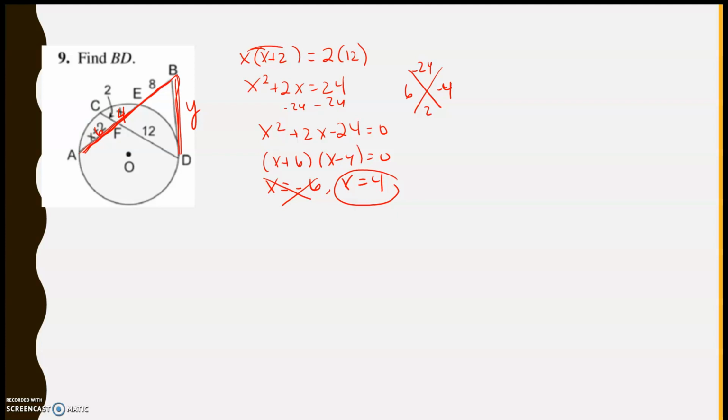So I have a secant and tangent, which means y squared is equal to my secant exterior, which is 8, times my secant whole. For the whole thing, I add all of this together: 8 plus 4 plus 6, which gives me 18, the length of AB, the entire secant here. So I get y squared equal to 144, which means y is equal to 12.